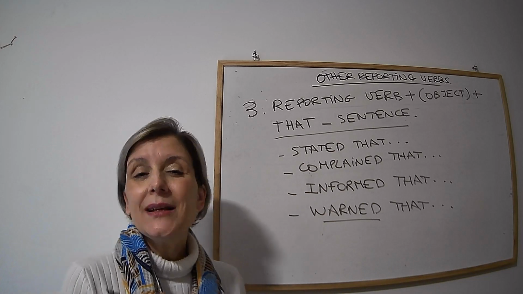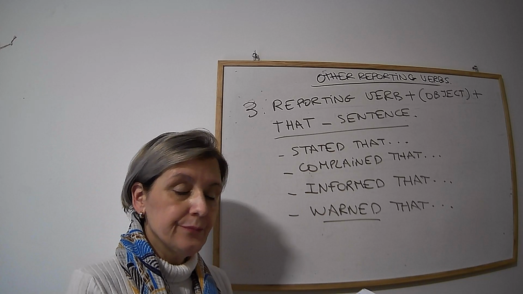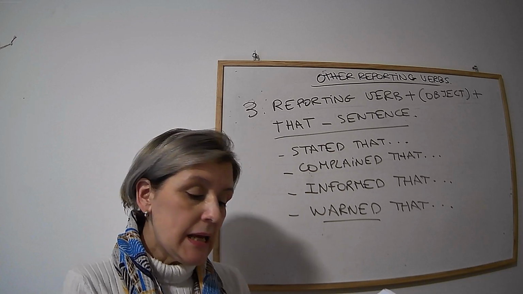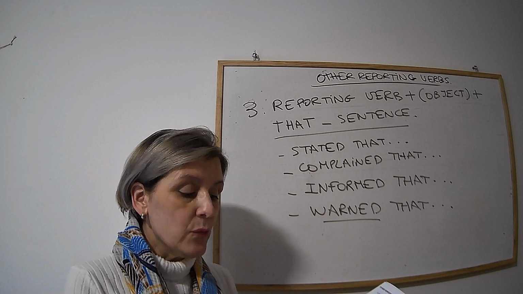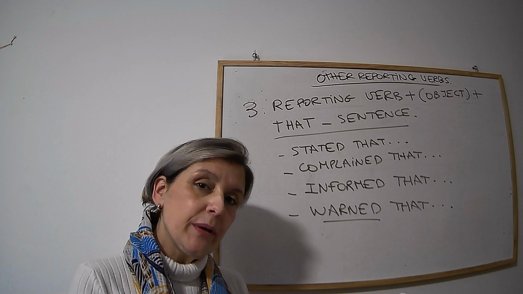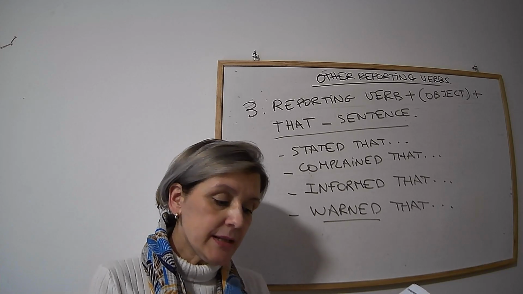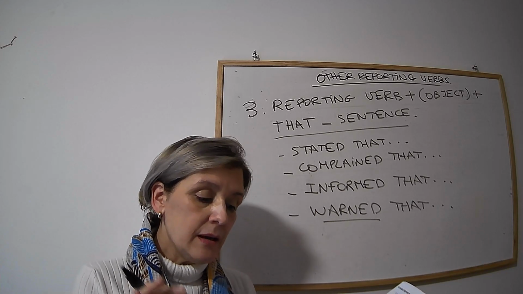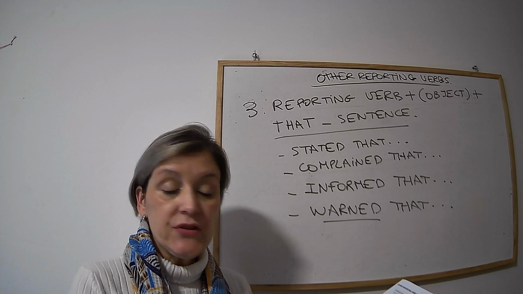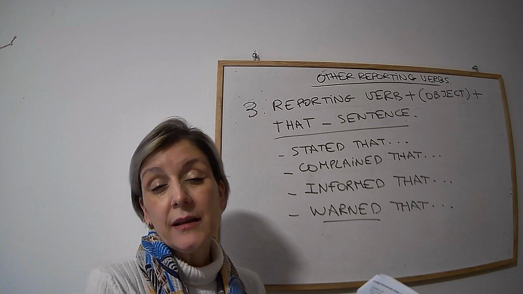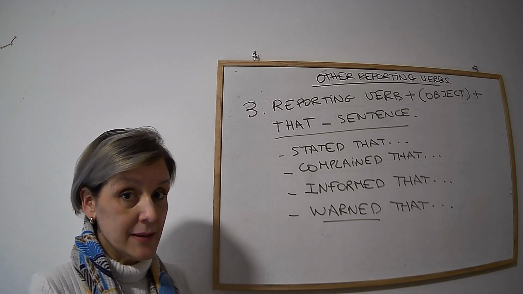The ones that you must remember with special importance are the verbs followed by ing. Remember, suggest, recommend, deny, and apologize. I repeat, suggest, recommend, deny, and apologize. These verbs are always followed by ing, except for suggest, that can also be followed by that sentence.